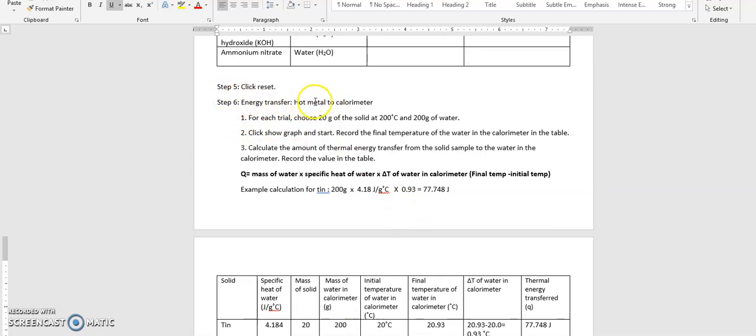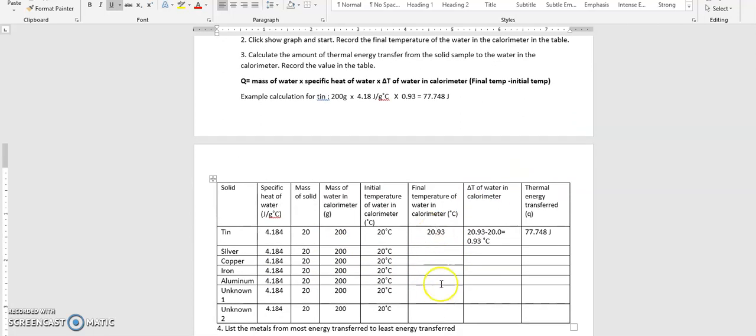Okay, energy transfer, hot metal to calorimeter. We're going to choose 20 grams of the solid at 200 degrees Celsius and 200 grams of water for every trial. Okay, a lot of this has already been filled out for you. All you need to do is get the final temperature of the water, find the delta T, and then calculate how much energy was transferred. Okay, using this formula right here: mass of the water times specific heat of the water times change in temperature of water in the calorimeter.